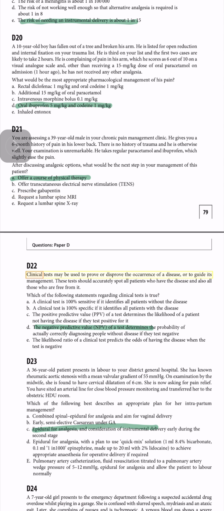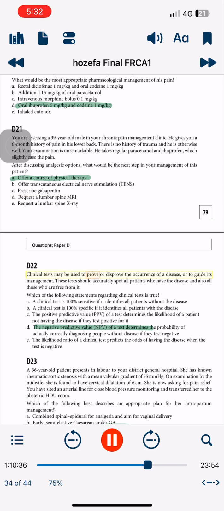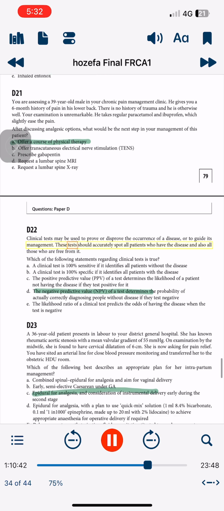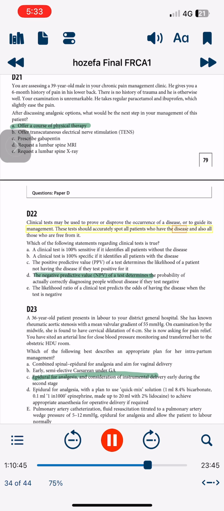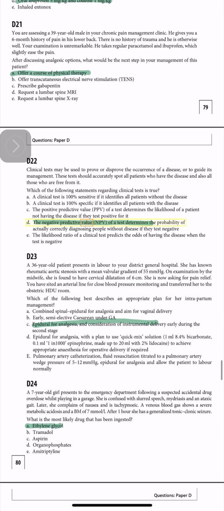B. Clinical tests may be used to prove or disprove the occurrence of a disease, or to guide its management. These tests should accurately spot all patients who have the disease and also all those who are free from it. Which of the following statements regarding clinical tests is true? The negative predictive value (NPV) of a test determines the probability of actually correctly diagnosing people without disease if they test negative. E. The likelihood.